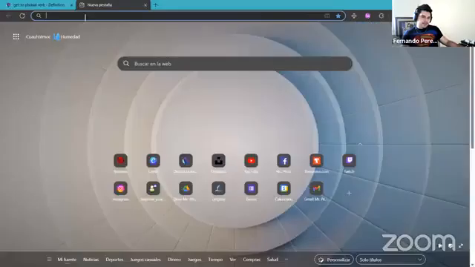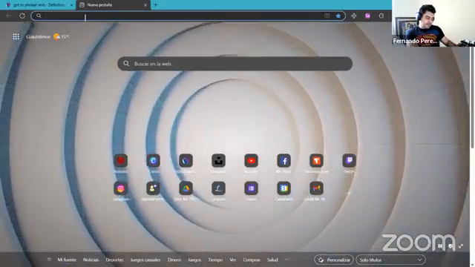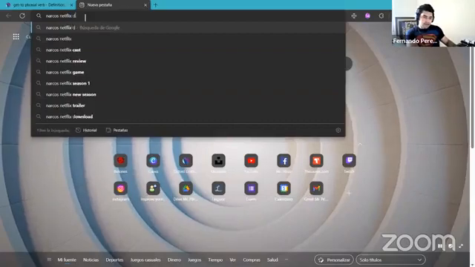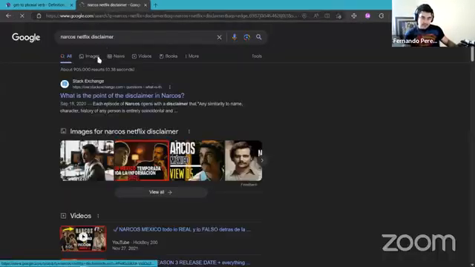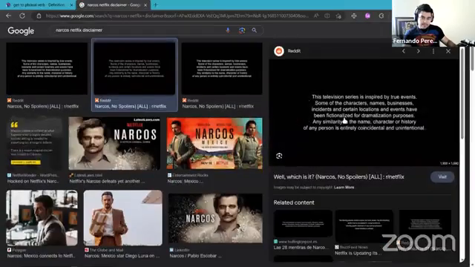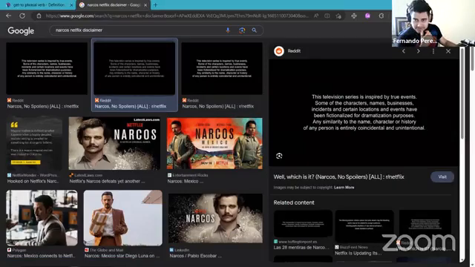In Narcos, the series, there was a disclaimer. This television series is inspired by true events. Some of the characters' names, businesses, incidents, and certain locations and events have been fictionalized for dramatization purposes. Any similarity to the name, character, or history of any person is entirely coincidental and unintentional.